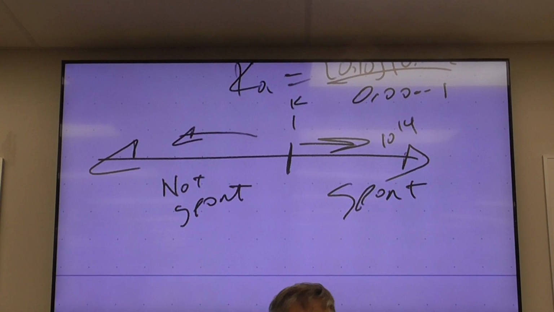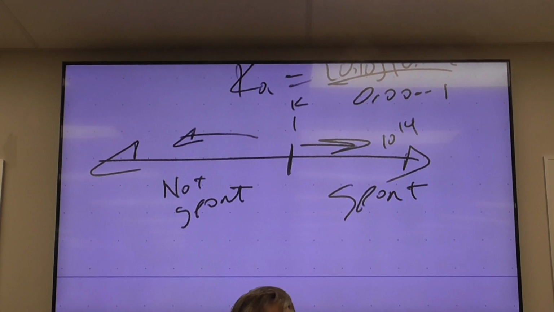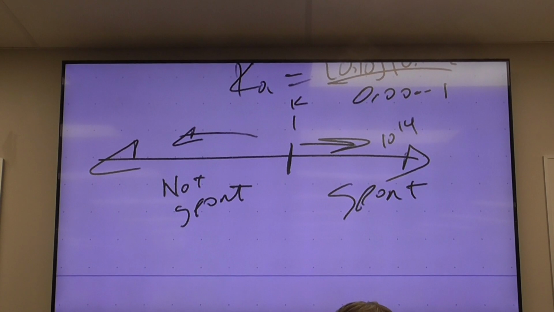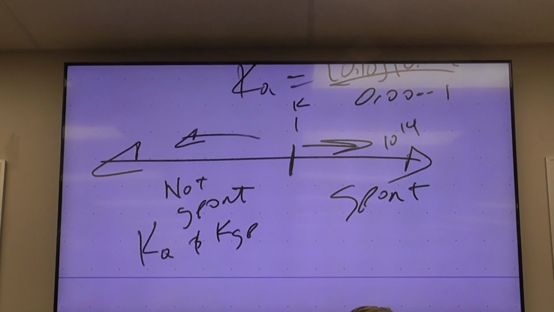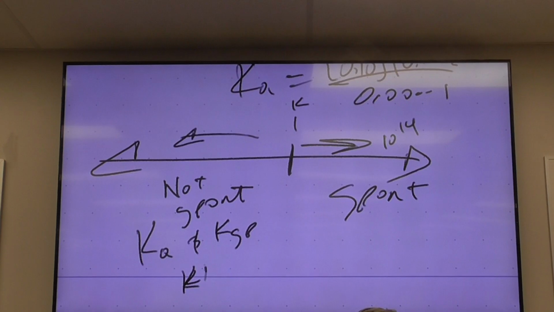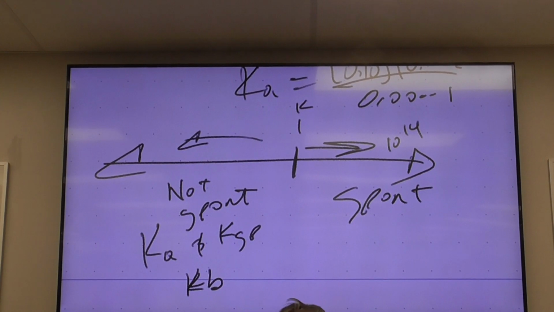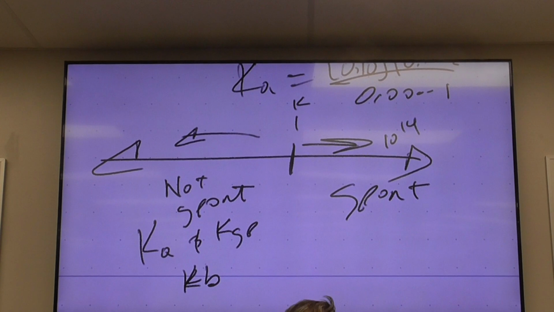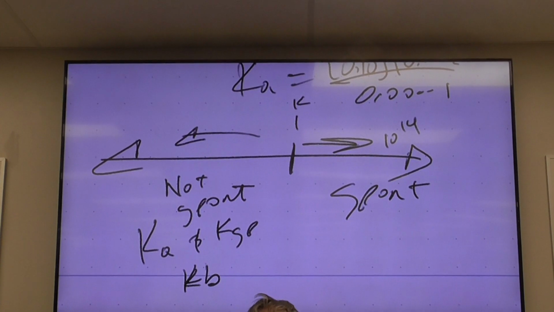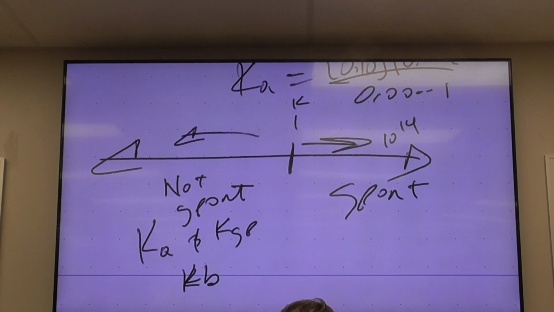So give me examples of two K values that you've studied that are very small. Ka and Ksp. If you really wanted to get fancy, you could throw in Kb values. What do you know about all of those values? Really big or really small? Really small, because they're not spontaneous. Big K values are spontaneous.